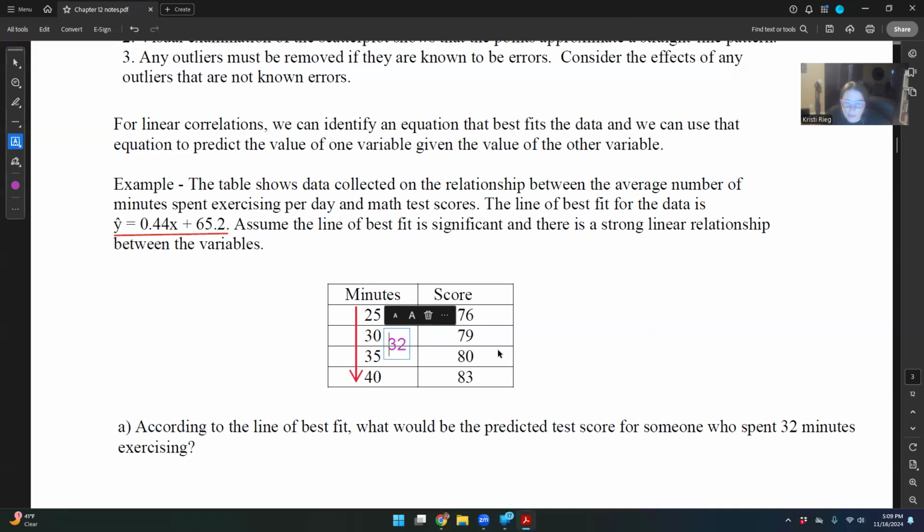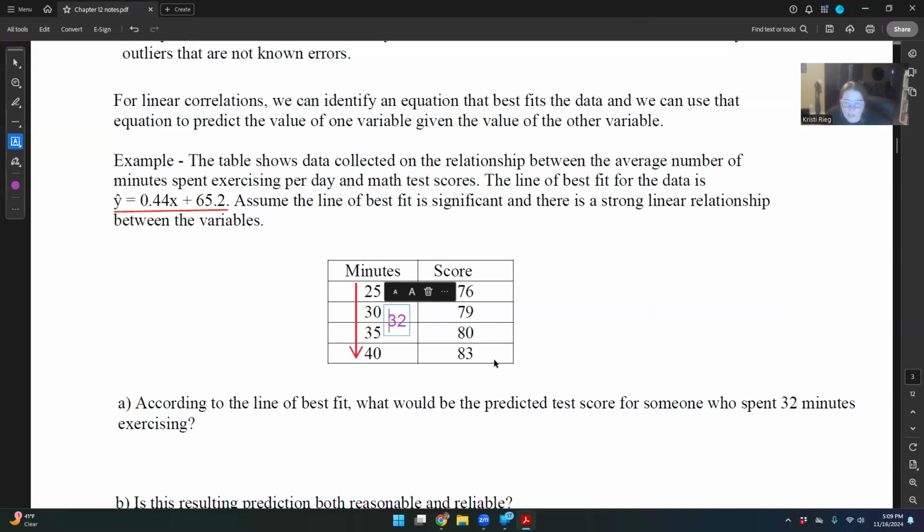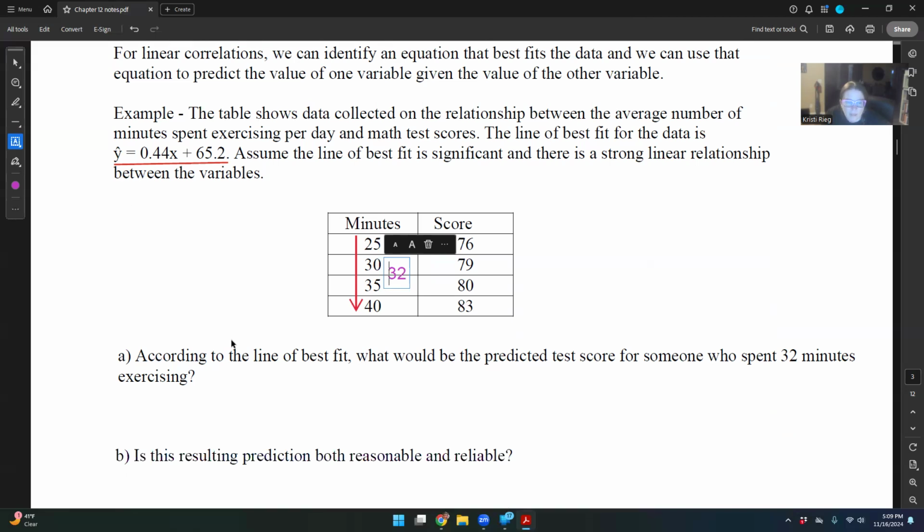32, and then what's going on over here, that's what we're going to calculate. So I have my formula, and it's y hat equals 0.44, and I'm plugging in 32 to this, plus 65.2. Now notice minutes is over here in the X, and the score is in the Y, just like in algebra. So when it says 32 minutes, I know that I plugged the 32 into the X.